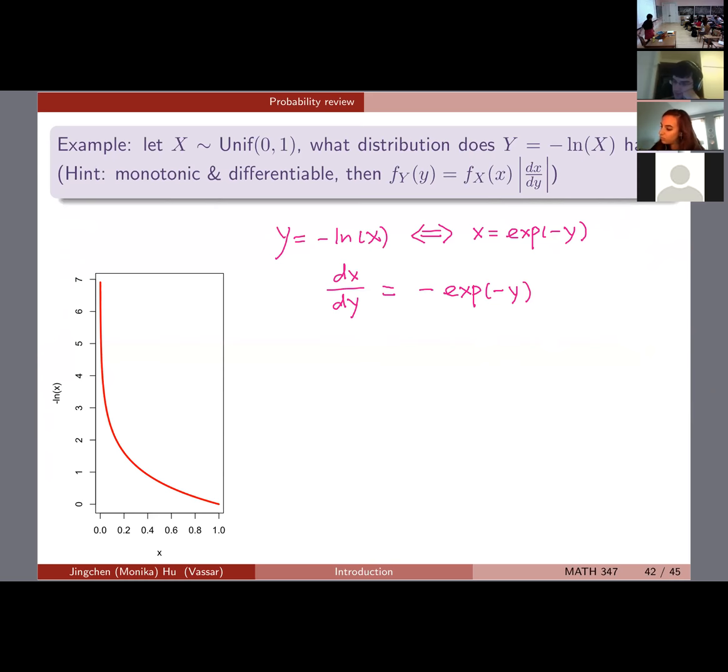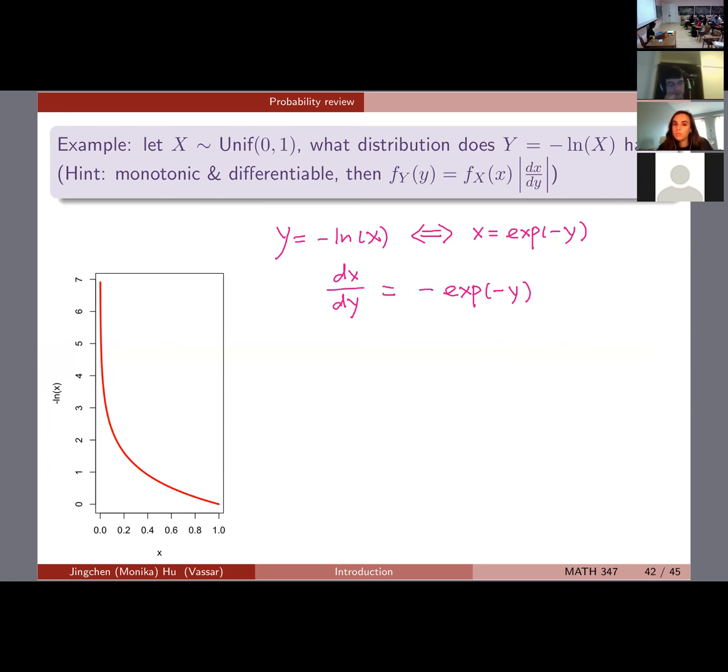So formally we call it the inverse function, right? You know y in terms of x, and then you need to come up with the inverse function, try to write x in terms of y, and then we'll be able to get dx over dy. So if we know that y is negative natural log of x, then x will be the exponential function of negative y. And then dx over dy will just be taking a derivative of that particular function. Okay. With that, I think it will be easier to do.